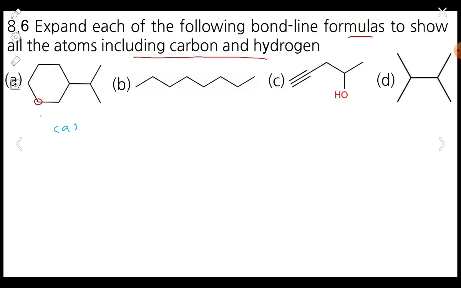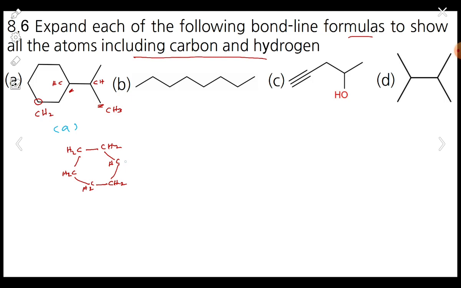So these corners have CH2 and these ends have CH3, right? And this kind of joint, triple joint, has CH. How many triple joints are there? Triple joints in the sense three bonds. So let's write. I am writing from the top, CH2, CH2, and then CH2, and then there is a CH2, here is a CH2, here CH.